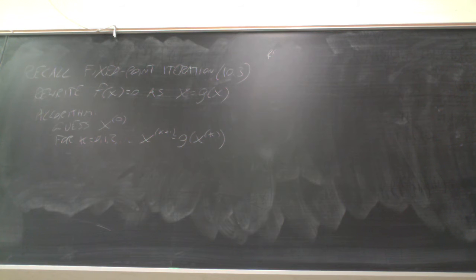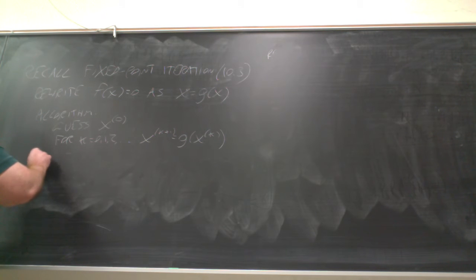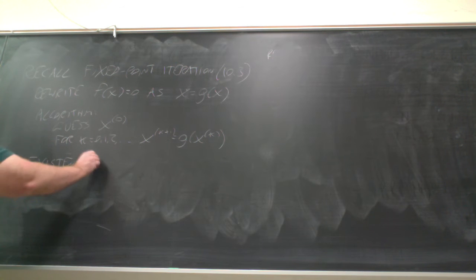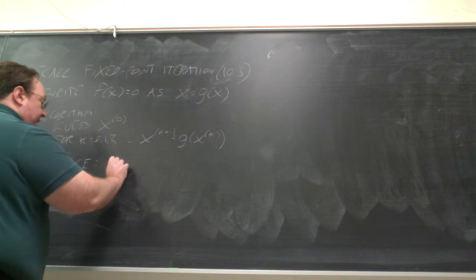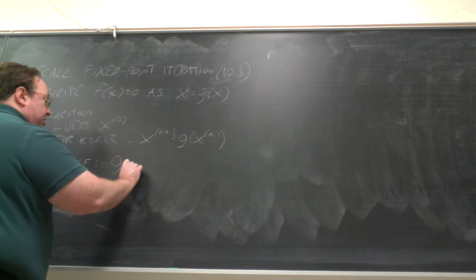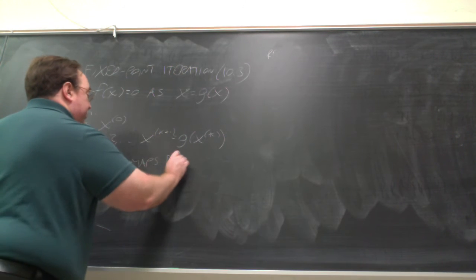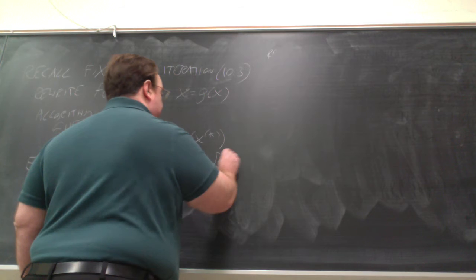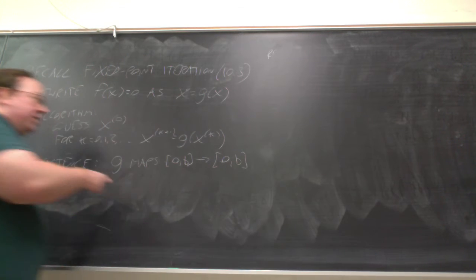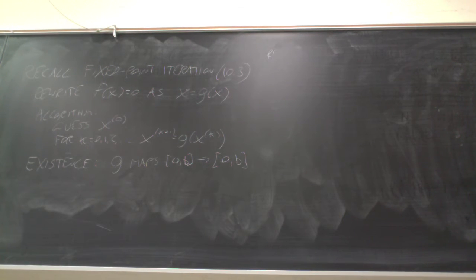And what will be important to us here is to refresh your memory on when does this work? When is there a solution? So a solution exists if a function g maps some interval [a, b] into itself. In other words, for any x in [a, b], g of x is also in [a, b]. So we'll have a similar existence condition for the multi-dimensional case.